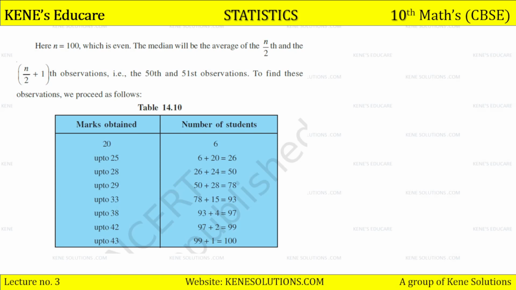Here n is equal to 100, which is even. The median will be the average of the n by 2 and n by 2 plus 1th observation. So 50th and 51st observation. To find those observations we proceed as follows.